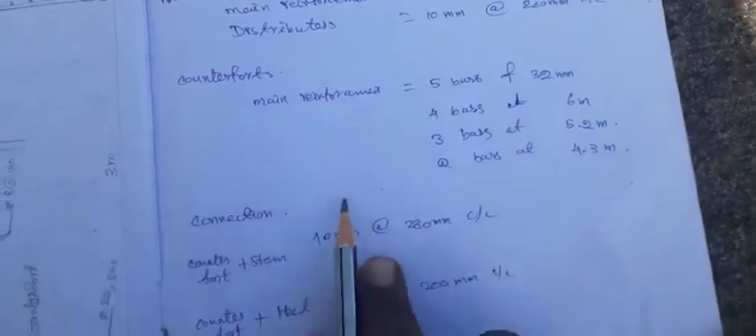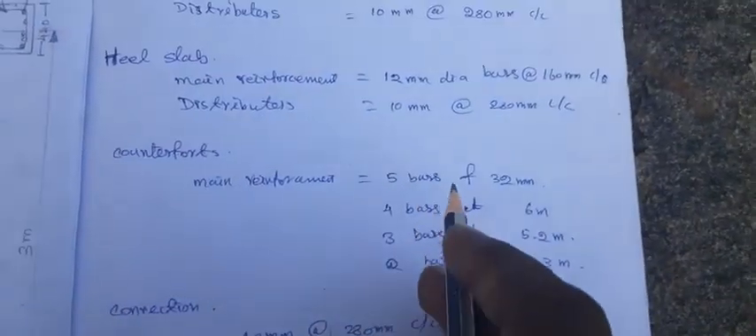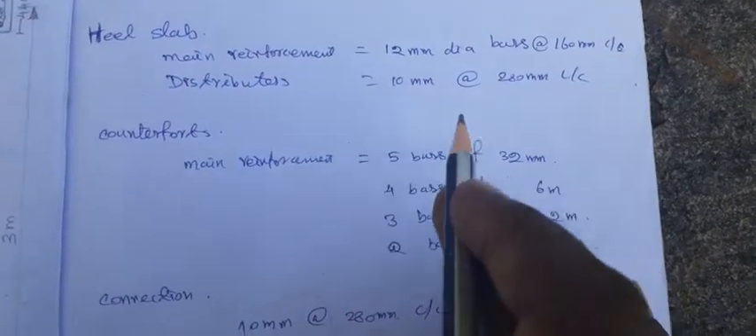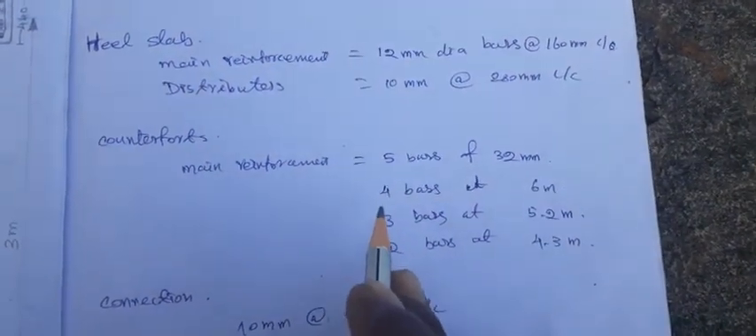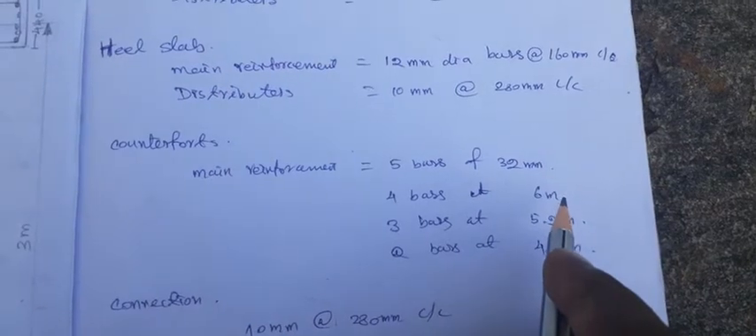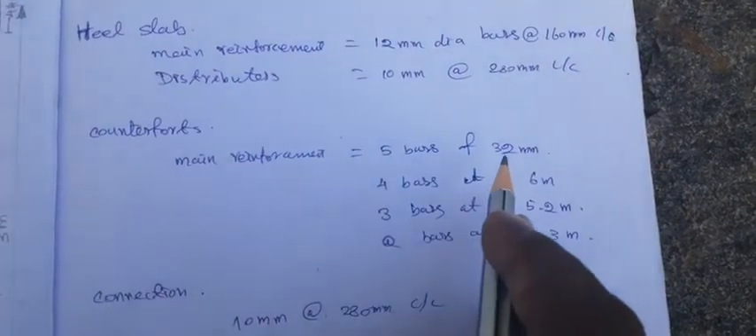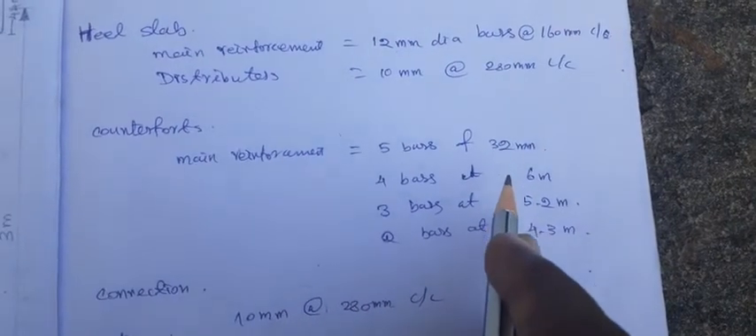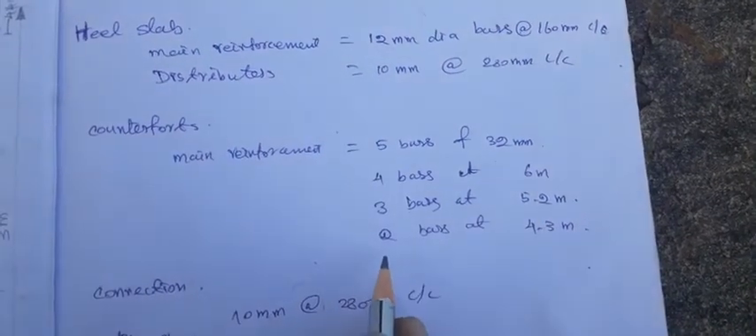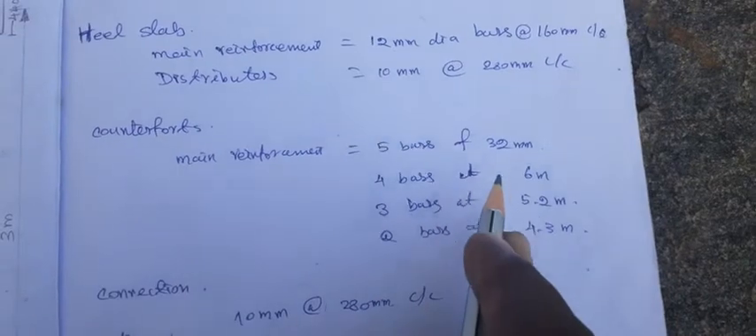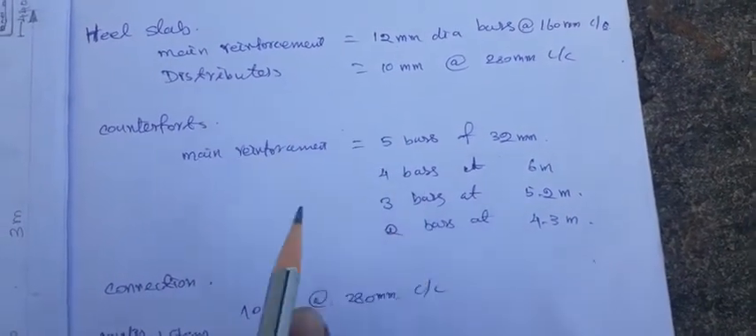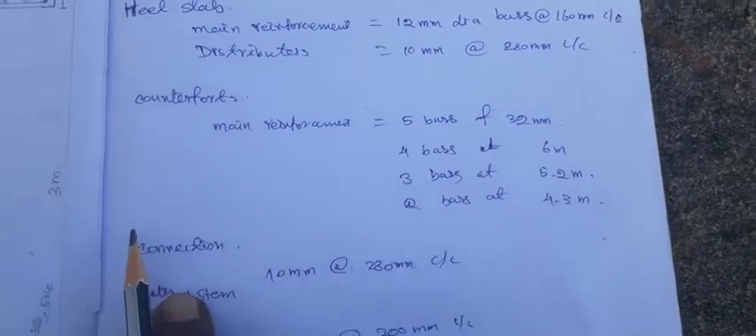Then the counterfort has the main reinforcement of 5 bars of 32 mm diameter. So we have to curtail those bars. Again, 4 bars of 32 mm diameter at 6 meter, then 3 bars of 32 mm at 5.2 meter from the top, and 2 bars of 32 mm diameter at the height of 4.3 meter from the top. So this we are going to place there.